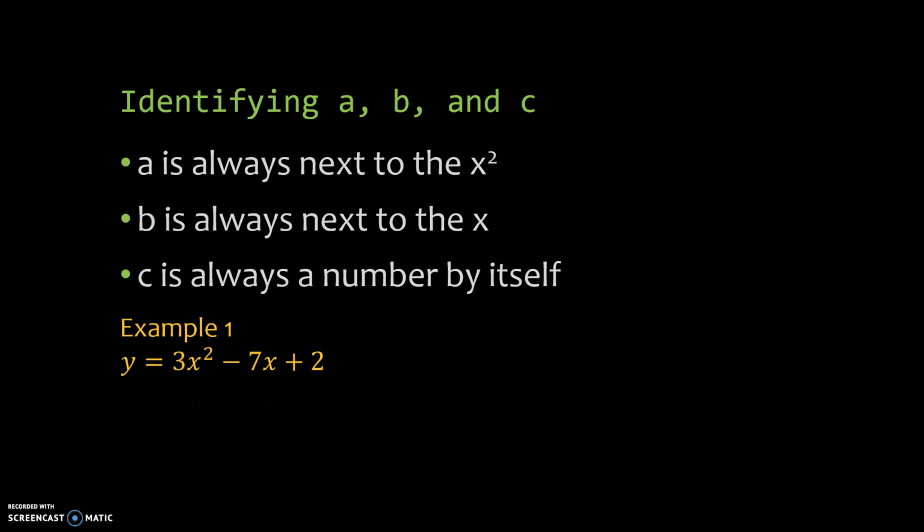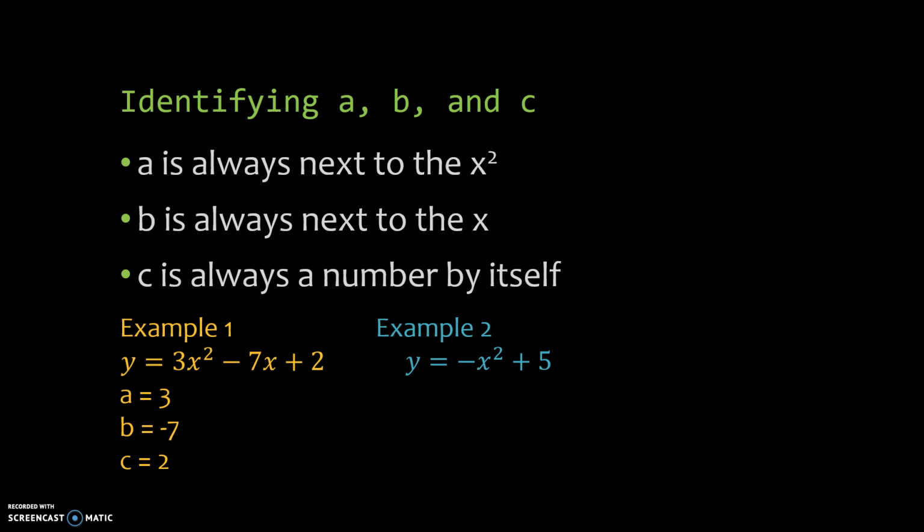So let's look at this first example. We have y equals 3x squared minus 7x plus 2. The coefficient to the x squared is 3, so that is our value of a. The coefficient for the linear term for x is negative 7, so that's b. And then the constant, the number by itself, is c. Let's take a look at another example.